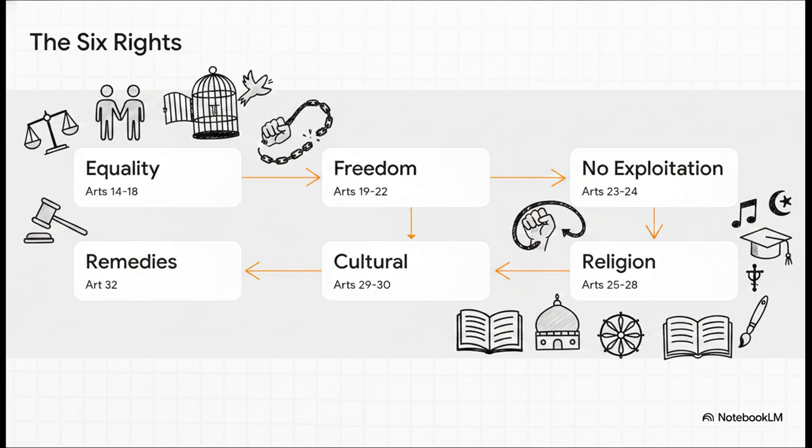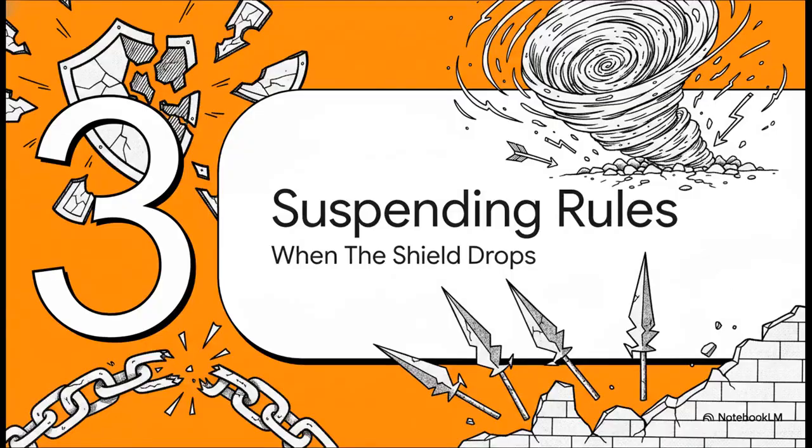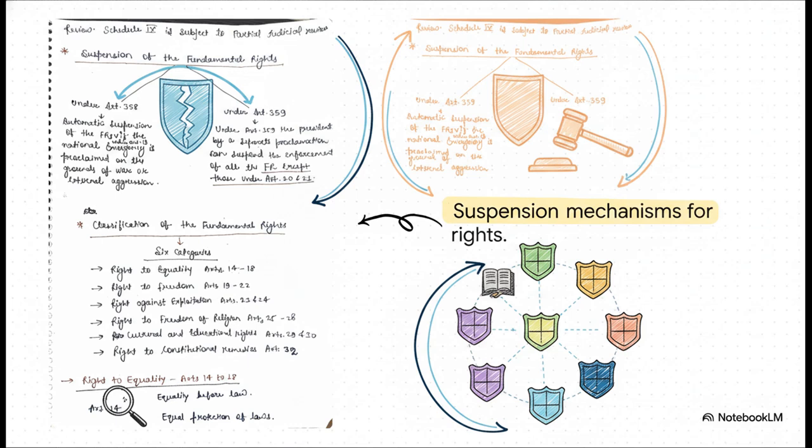That last one is huge, by the way. It's the actual enforcement mechanism. Together, these 6 rights are the living spirit of the text, working directly on behalf of the people. Moving on to Section 3, Suspending the Rules when the shield drops. Okay, here's where things get incredibly dramatic. What happens when national survival itself is on the line?